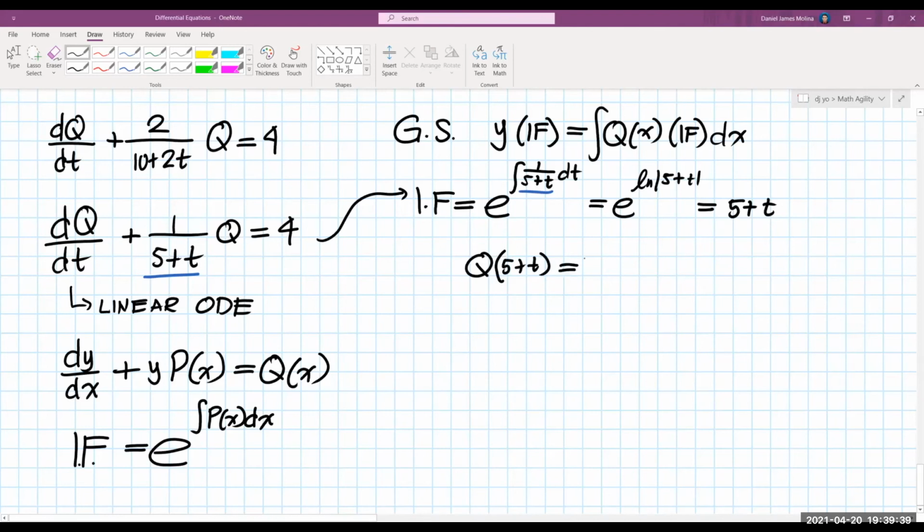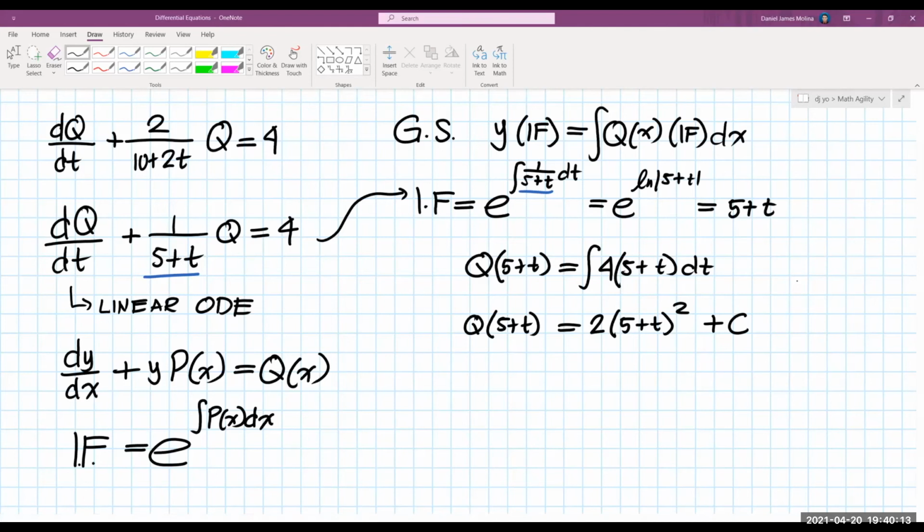That is equal to the integral of q of x, that is the right hand side, that is 4, times our integrating factor, that is 5 plus t dt. So using the power rule, the right hand side will be 2 times 5 plus t squared plus the arbitrary constant c. So this is actually our general solution, but since we are trying to solve for q, we can solve for q here, just by dividing by 5 plus t.